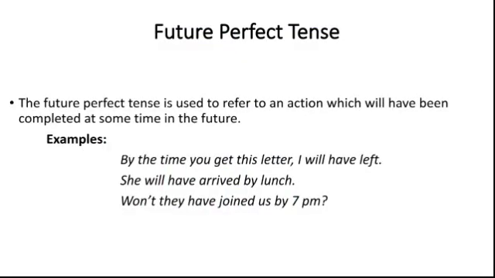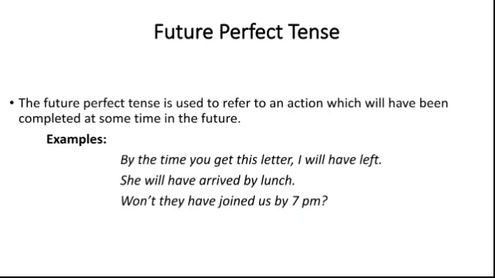Now, in the future perfect tense, we use this tense when we refer to an action which will have been completed at some point or some time in the future. An action or something that is not completed yet, and that we know will have been completed somewhere in the future. Okay, so for this we use future perfect tense. For example, by the time you get this letter, I will have left.